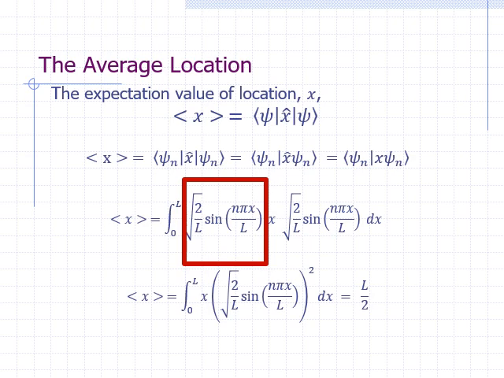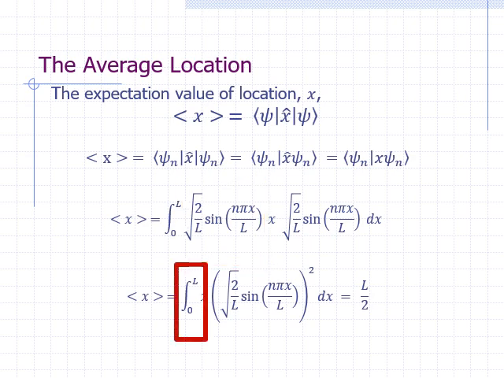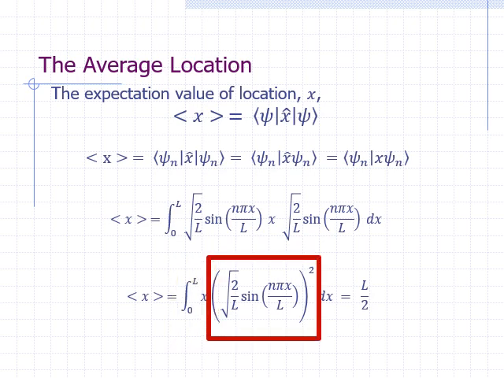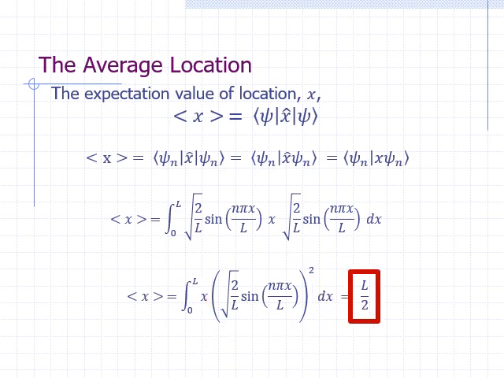Note that since psi sub n is real, psi sub n star is just the same as psi sub n. We can write the integral as integral from x equals 0 to L of x times the square of psi sub n dx. We can work out this integral and get L over 2. Does this make sense? You've seen plots of the probability density functions. Remember that the plots were symmetrical with respect to the middle of the box. Based on symmetry alone, we could have made a good guess that the average location of the particle is in the middle of the box, L over 2.